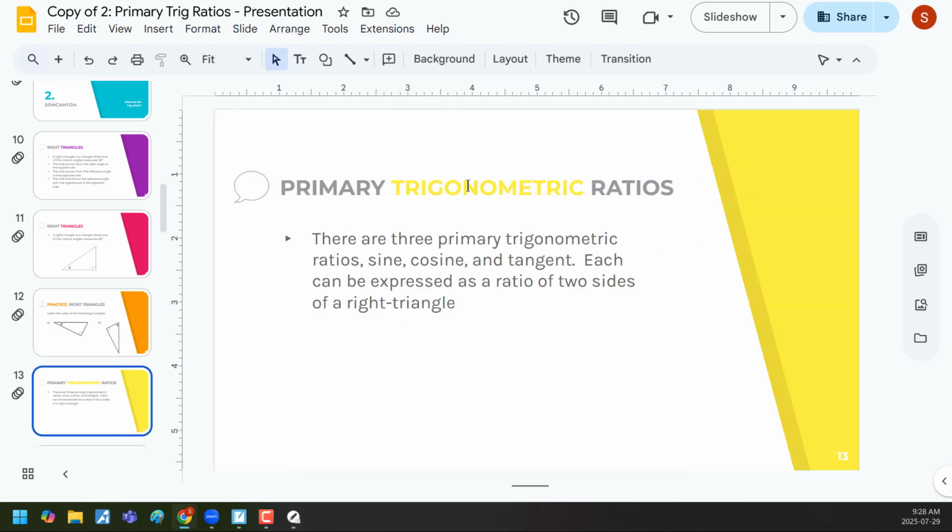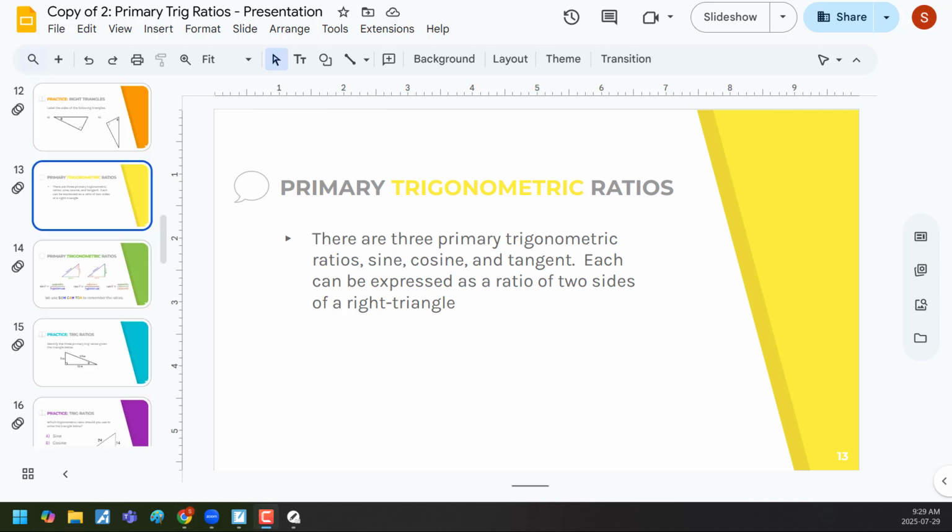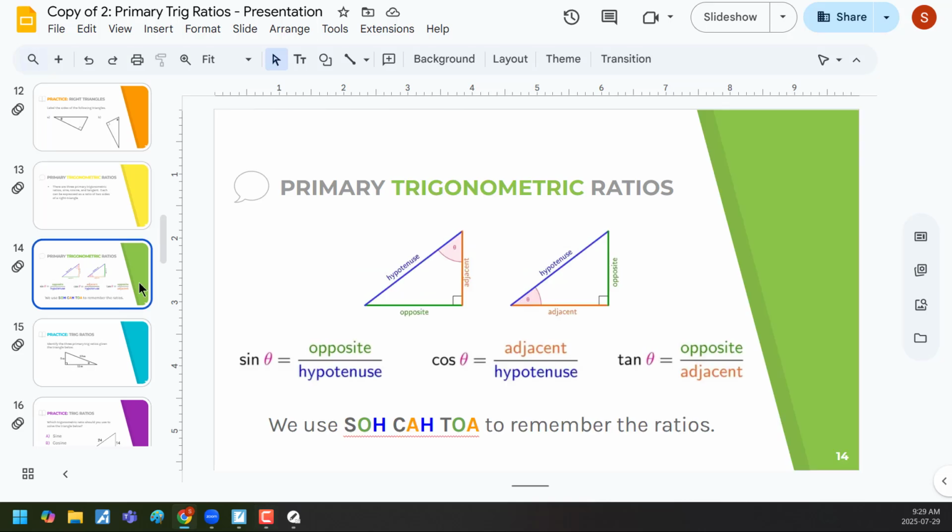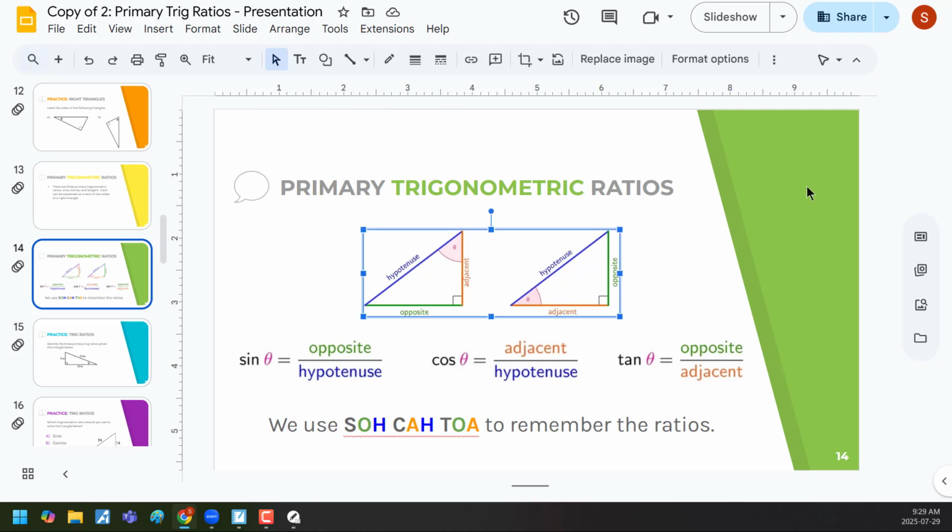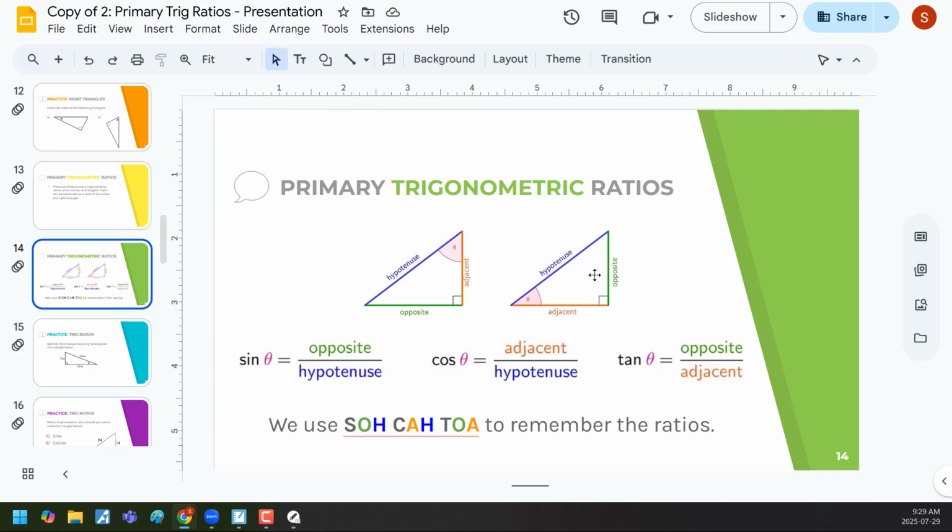Primary trig ratios. There are 3 primary trig ratios: sine, cosine, and tangent. Each can be expressed as a ratio of 2 sides of a right triangle. I'll show you what I mean by ratio of 2 sides. So, what does that mean? We got primary trig ratios here. We got the same triangle. So these 2 triangles are exactly the same. Oh wait, no, sorry, I apologize. They're different.